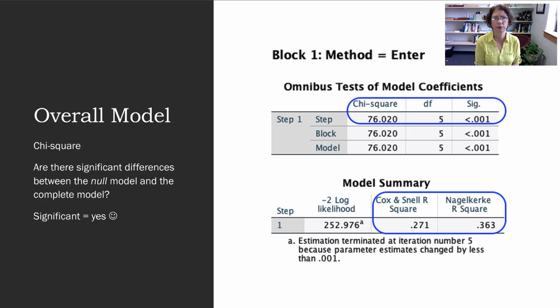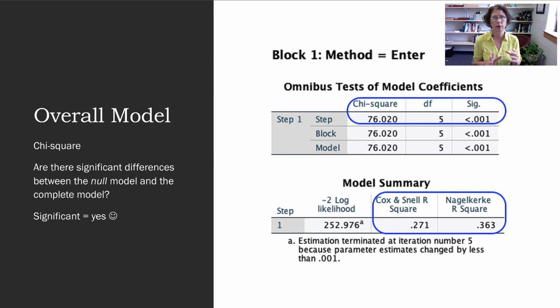Well, this is output from SPSS, and the test that tells us about the significance of the model is the chi-square test. So similar to your F-test in linear regression, but the chi-square is testing if there are significant differences between the null model and the complete model. Now, what does that mean?